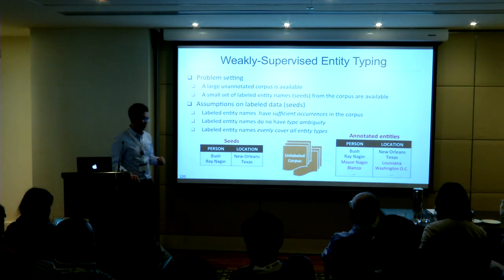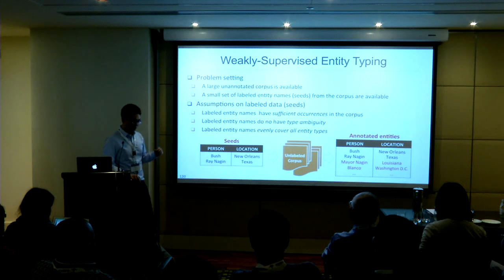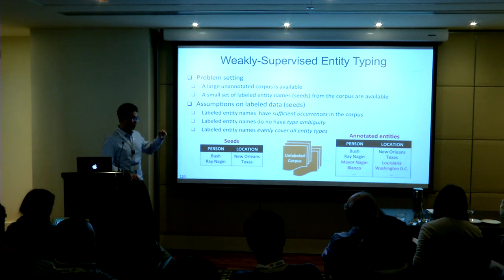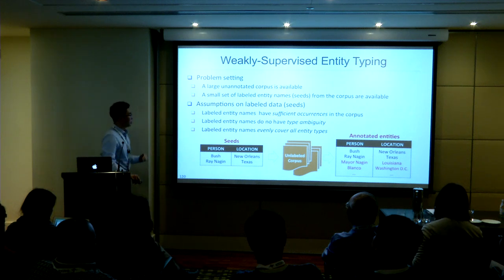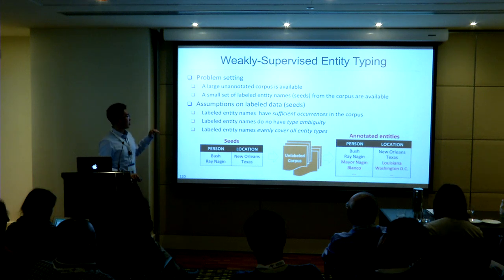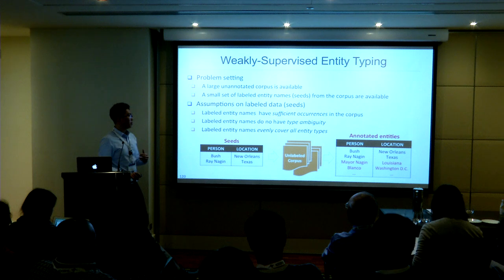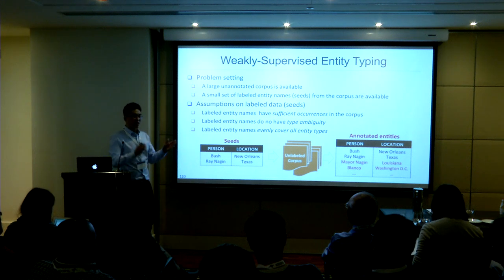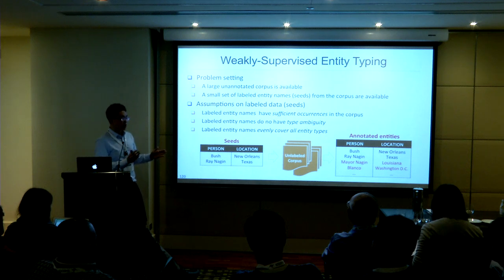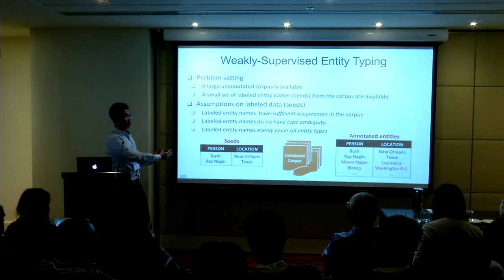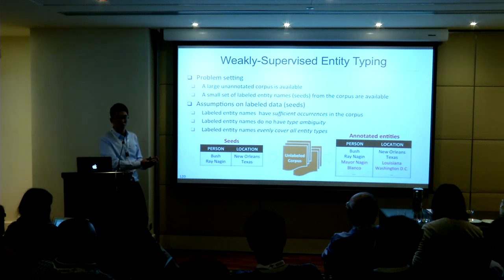You don't want to label Washington DC, because if you label Washington DC as a geopolitical entity in this sentence, you have no idea what its type is in other contexts. And then you want to make sure that the entity names you label cover all the entity types eventually. You don't want to be biased toward, say, person types while only labeling one or two organization types, making the classifier pretty biased.